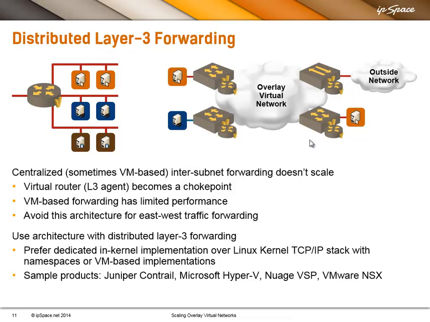Sample products that implement layer 3 forwarding in kernel: Juniper Contrail, Microsoft Hyper-V, Nuage VSP, and VMware NSX. All of these do layer 3 forwarding in kernel.